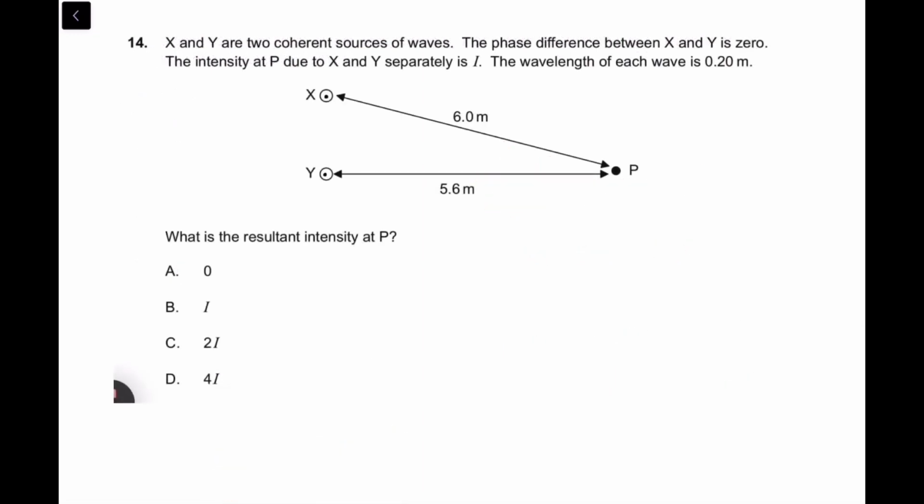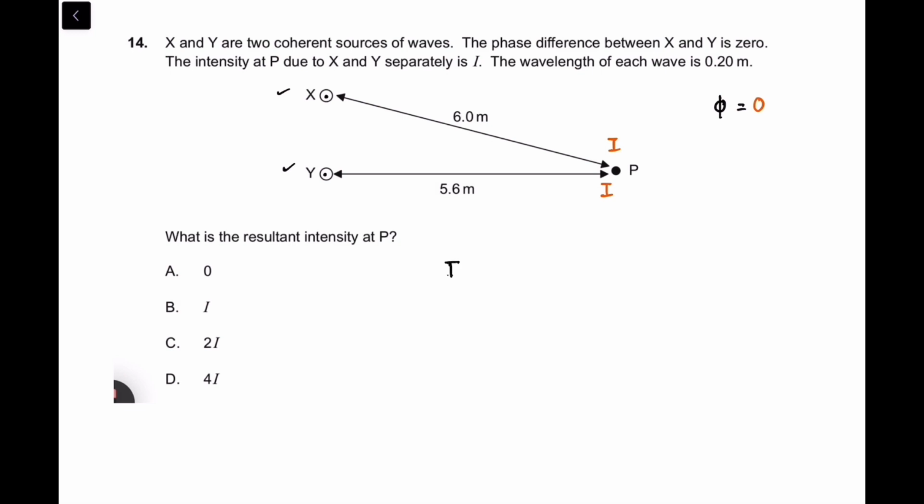So proceeding on to the next question, we have x and y are two coherent sources of waves, right? The phase difference between x and y, that is phi, is given in the question as 0. The intensity at point P due to x is I, so x alone gives an intensity I at point P, and y alone will also give an intensity I at point P, and we have to find the resultant intensity at point P, right?